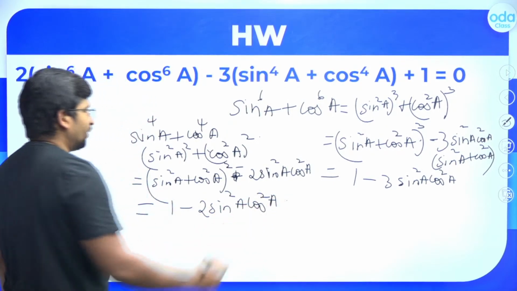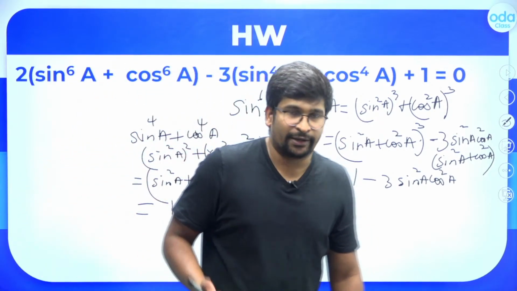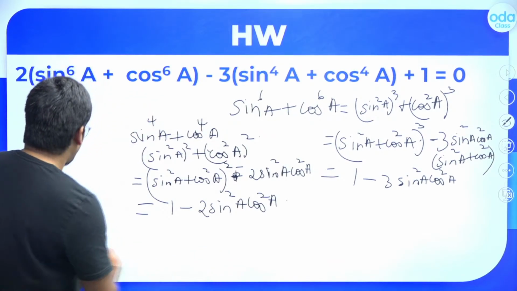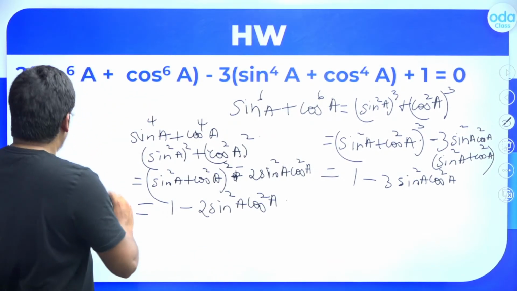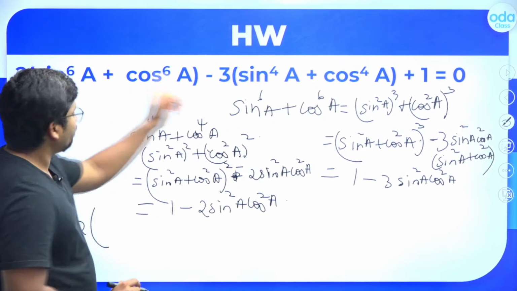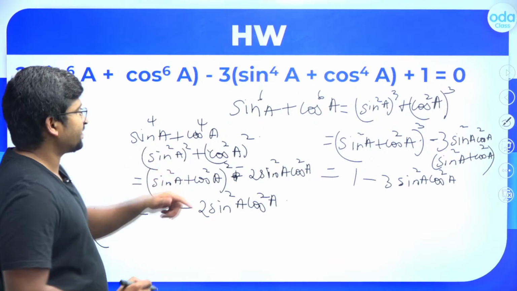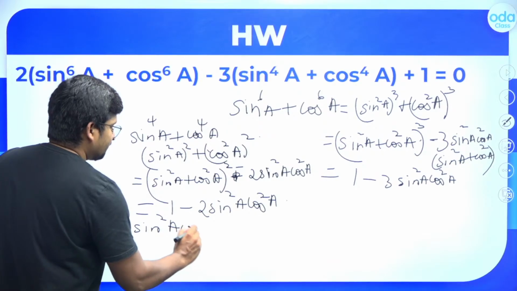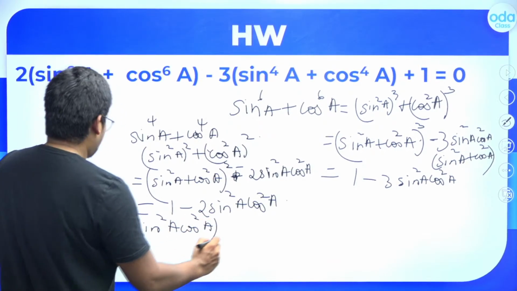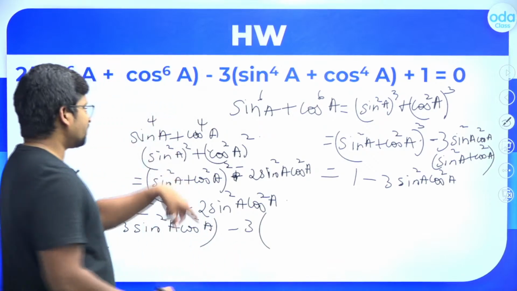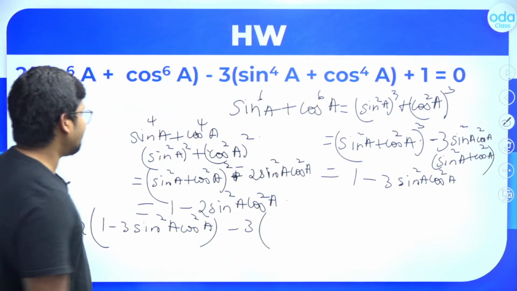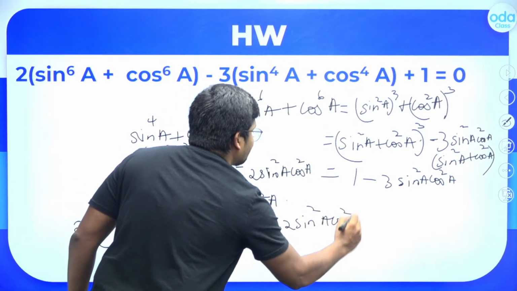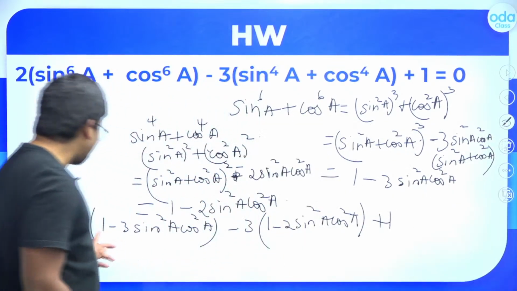I hope it is clear to all of you. It is 1 minus 2 times sin²a cos²a. So this is the value of sin⁴a + cos⁴a. Let's substitute it in this equation itself, in the left hand side. 2 times sin⁶a + cos⁶a, you have written it as 1 minus 3 sin²a cos²a. Correct? You will get like this, minus 3 times sin⁴a + cos⁴a, you have written it as 1 minus 2 sin²a cos²a, plus 1. Just open the bracket.